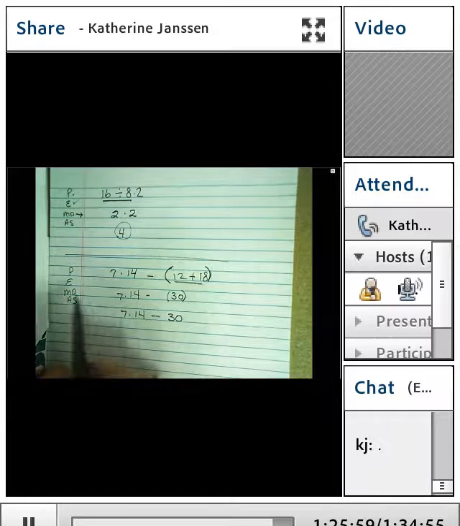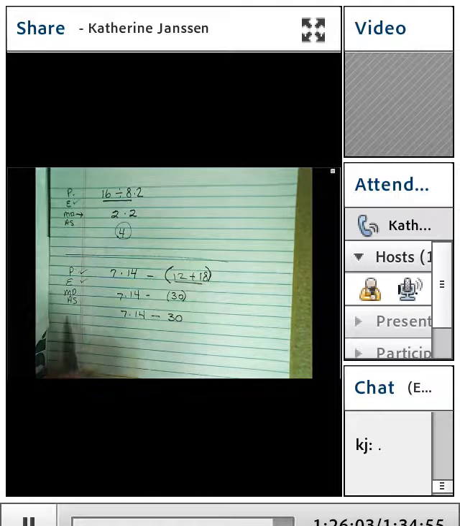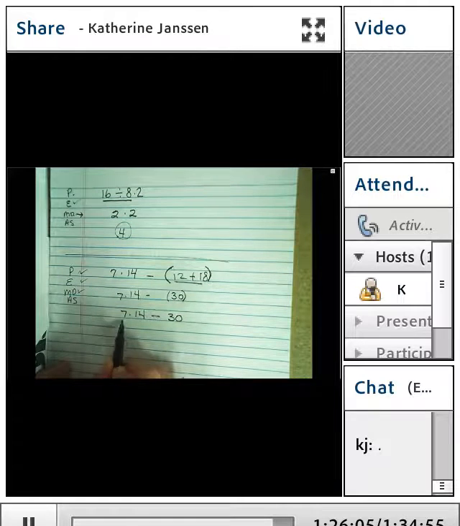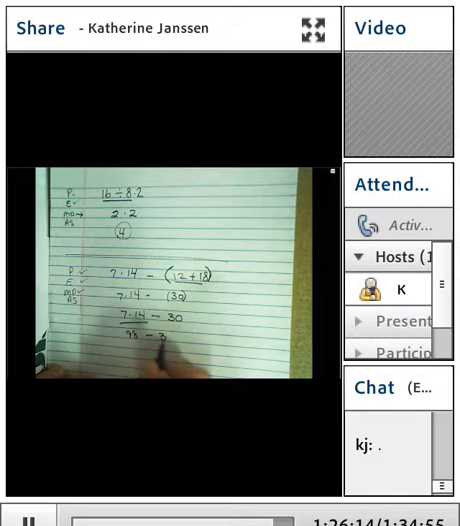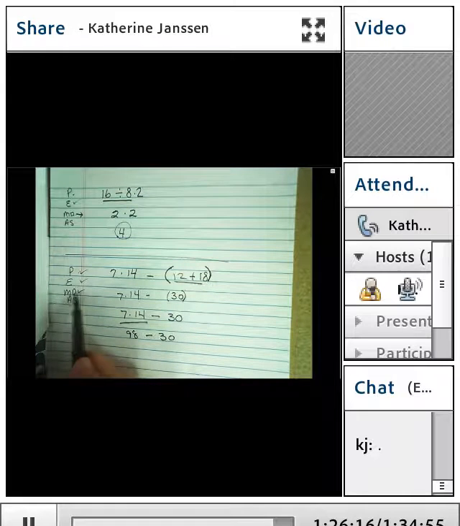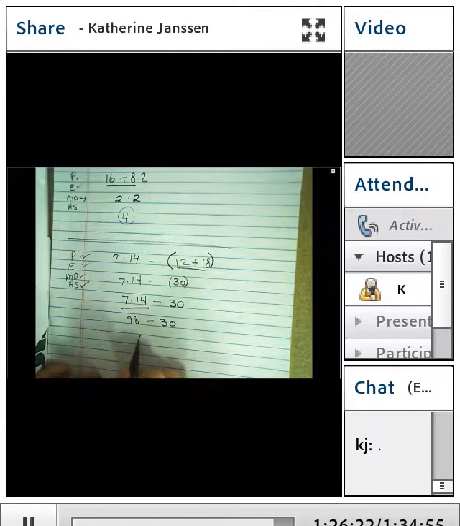Now looking at my expression, there's no parentheses, there's no more exponents. I do have multiplication, so I'll have to do multiplication from left to right. This is 7 times 14, and 7 times 14 is 98. Copy everything else down the same. There's no more multiplication or division, but I do have subtraction. So I'm going to subtract 30 from 98 and get 68.